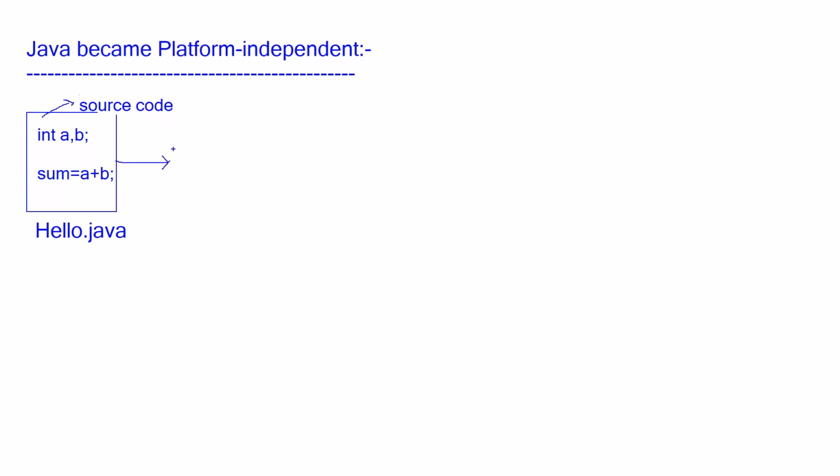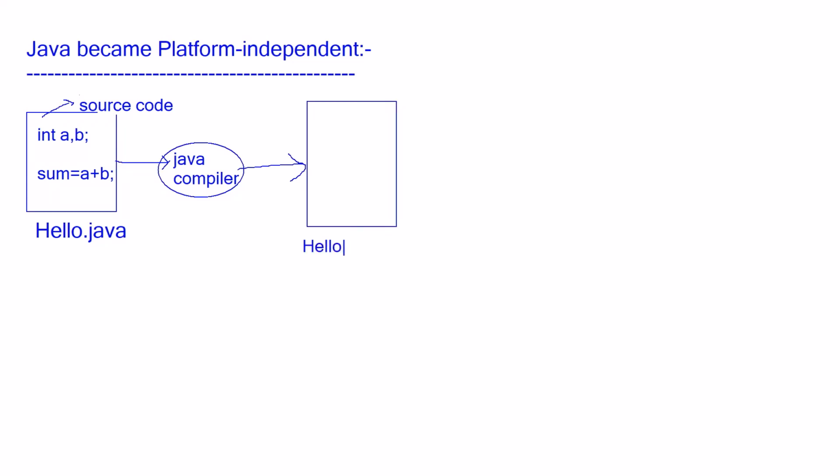So now this is given to the Java compiler. So what does this Java compiler do? It converts this code into a machine code. No, it will not convert into the machine code, but a different code. What is that code? This cannot be called a hello.exe file, but it is called a hello.class file.